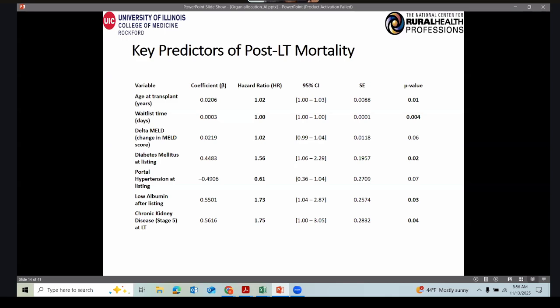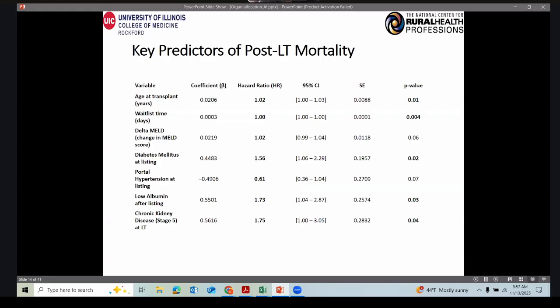Both of which reduce the resilience after major surgery. So these patients are more vulnerable to post-operative complications and mortality. Finally, we can see that chronic kidney disease at stage 5 on the list for transplantation at the time of transplantation was also significantly associated with high mortality. Hazard ratio 1.75, p-value also significant.